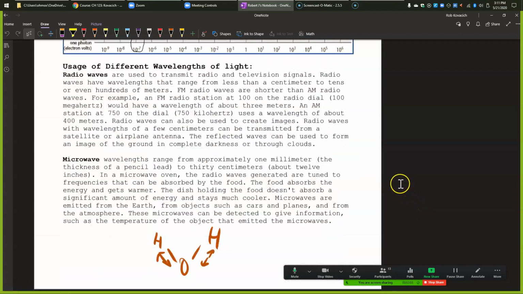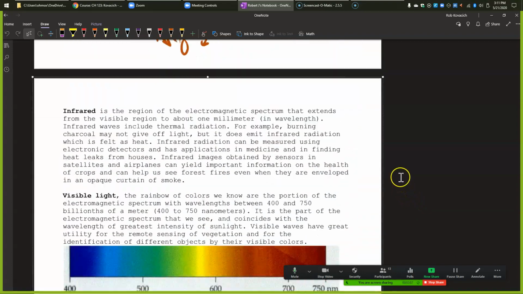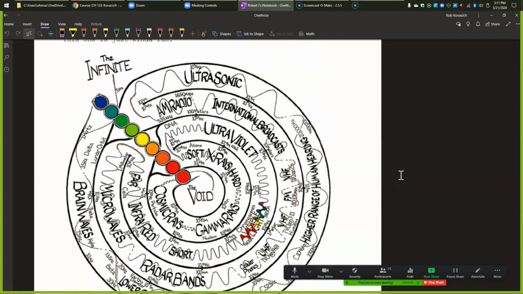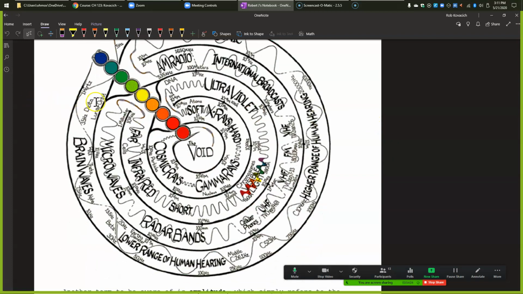I found this, and I just thought it was kind of interesting, so I included it. It's basically they've taken this spectrum right here and then made it fun. I don't know. That's not fun. That's terrifying. Well, when you look at it, see what's happening.